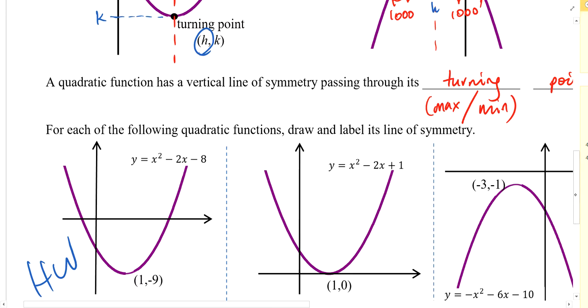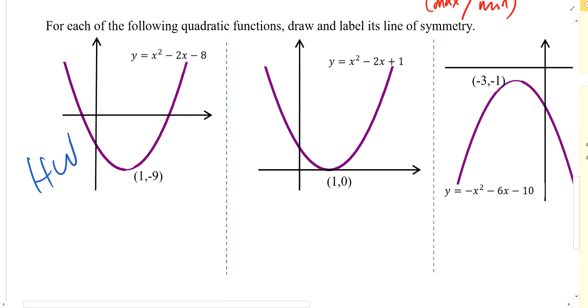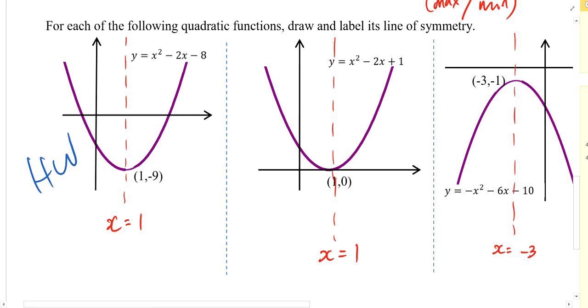Okay, so the next part, I also ask you to draw the line of symmetry, right? So quite easily drawn. Draw all your lines of symmetry. Okay, then we need to label. So this line has the equation x equals to, what do we have over here? 1. Okay, here we've got x equals to 1 again. And finally we've got x equals to negative 3. Simple?